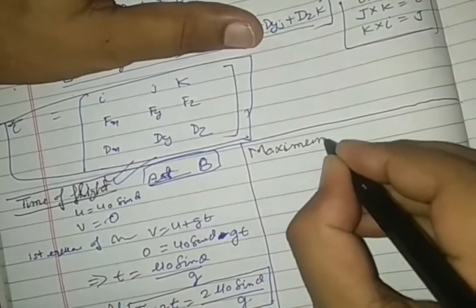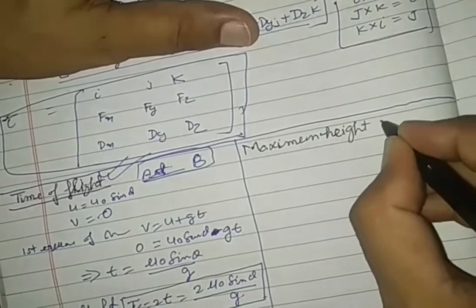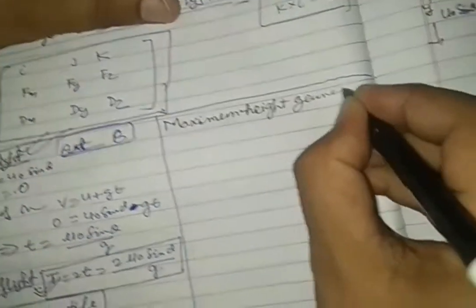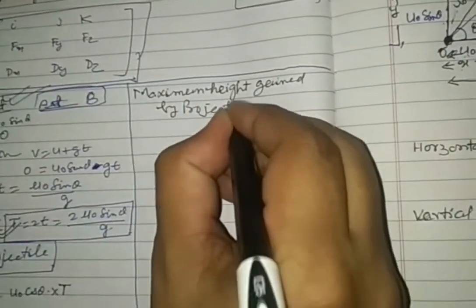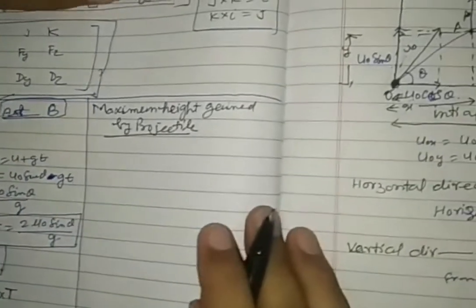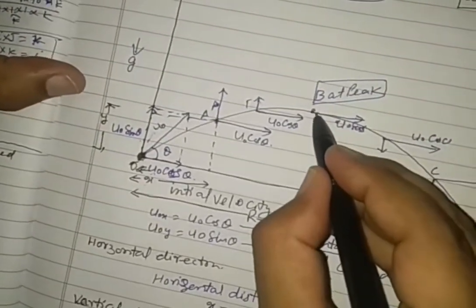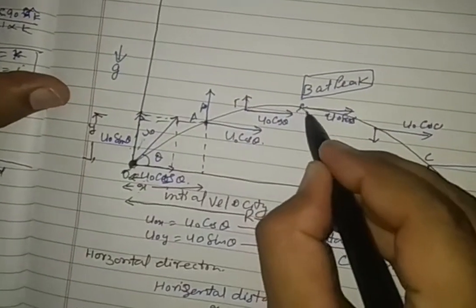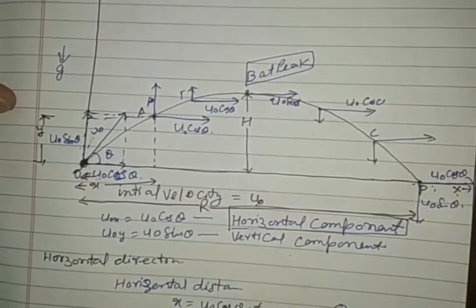Maximum height gained by projectile. See carefully here in the diagram first of all. The maximum height gained by the projectile is at position B. This is the maximum height gained by the projectile.